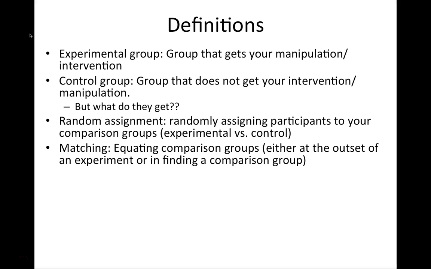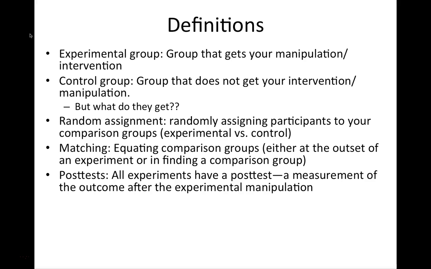piece of true experiments. In some cases, we may not randomly assign people, but we may match them. So we may find a comparison group that is equal in some way to our treatment group, either at the outset of an experiment or finding a comparison group later on to be able to run analyses compared to a group that is very similar in other ways to the group that you have exposed to your treatment.